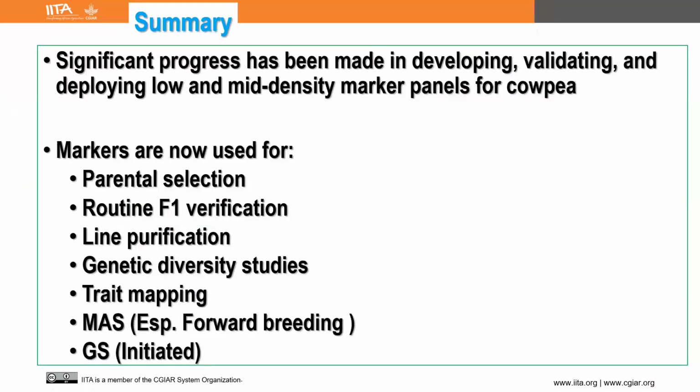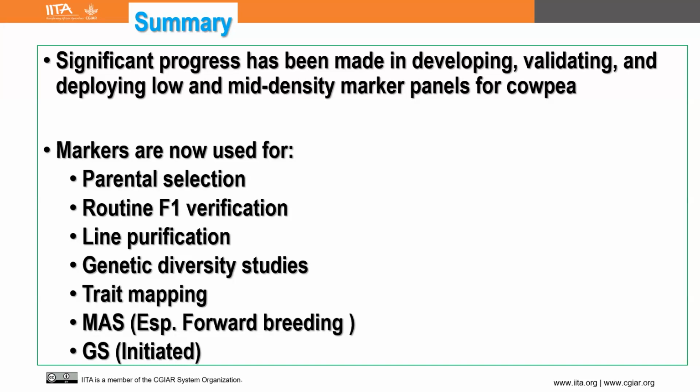So then in summary, we can see that we have made significant progress in developing, validating, and deploying the low and the mid-density marker panels for Cowpea. The markers are now used for parental selection. That's using parents that are not genetically related.